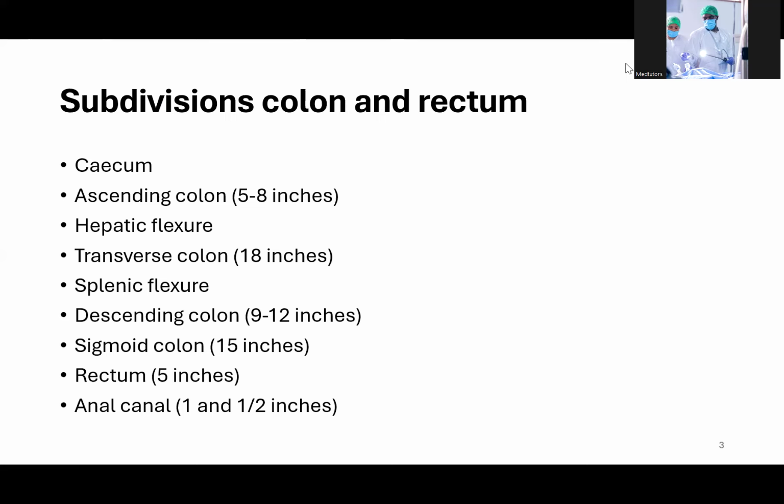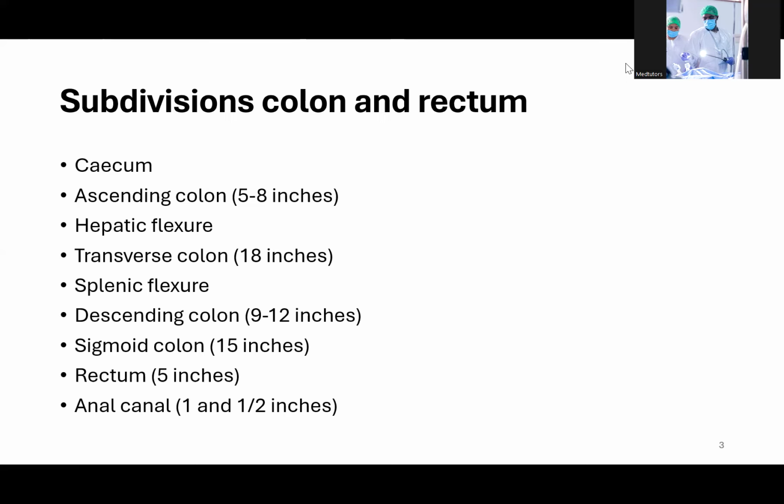These are the subdivisions which we all know and their respective lengths. The cecum, ascending colon up to 8 inches, the hepatic flexure, and all these are various aspects. Now, there are 3 important characteristics of the colon which are absent in the rectum. Anytime you remember these 3 important characteristics of the colon, they are absent in the rectum. Number 1, tinea coli.